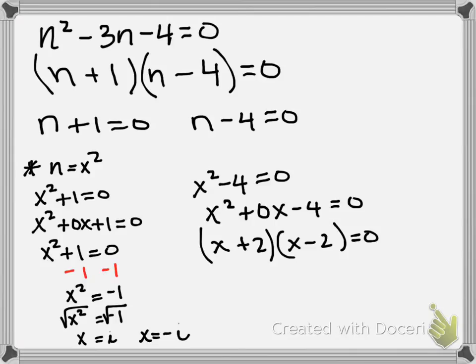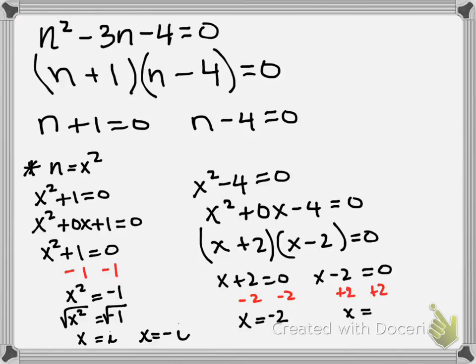Hence you factor, and similarly, we apply the zero product property and we get the following. x equals negative 2 and x equals positive 2. Ladies and gentlemen, look at what you have here: x equals i, x equals negative i, x equals negative 2, x equals 2. These are the solutions. We have 4 of them.